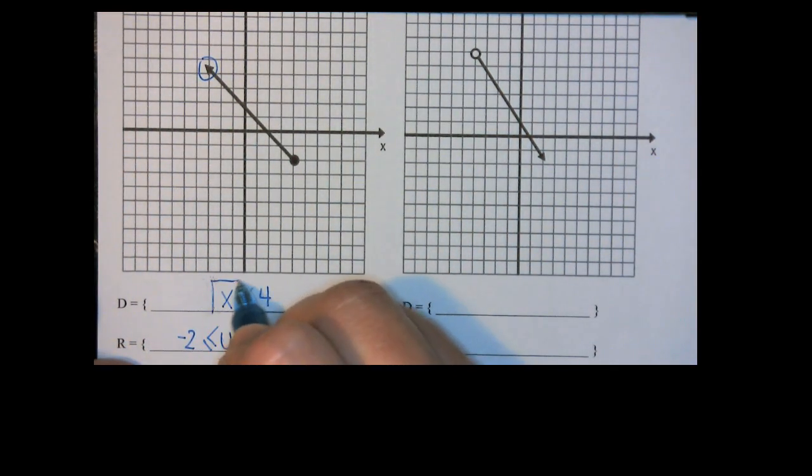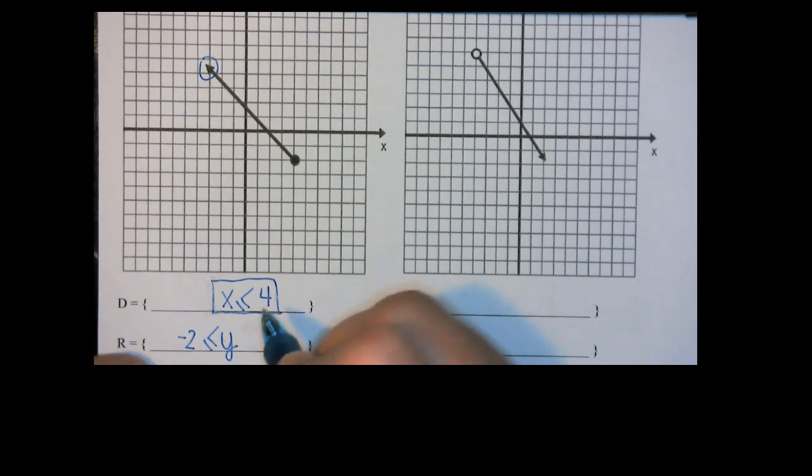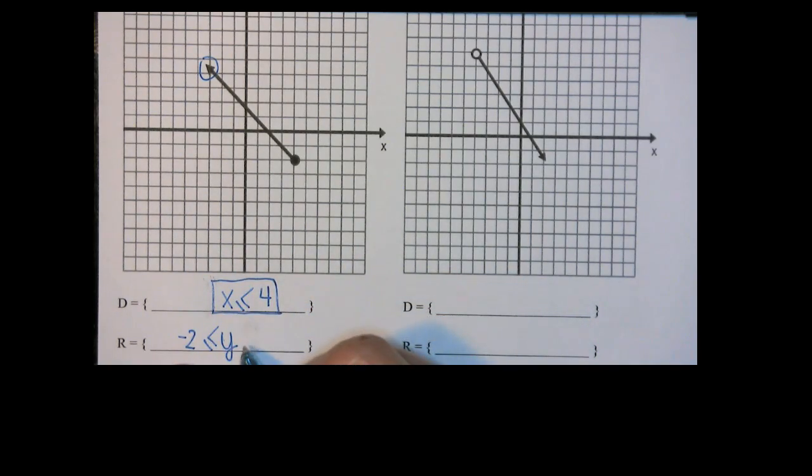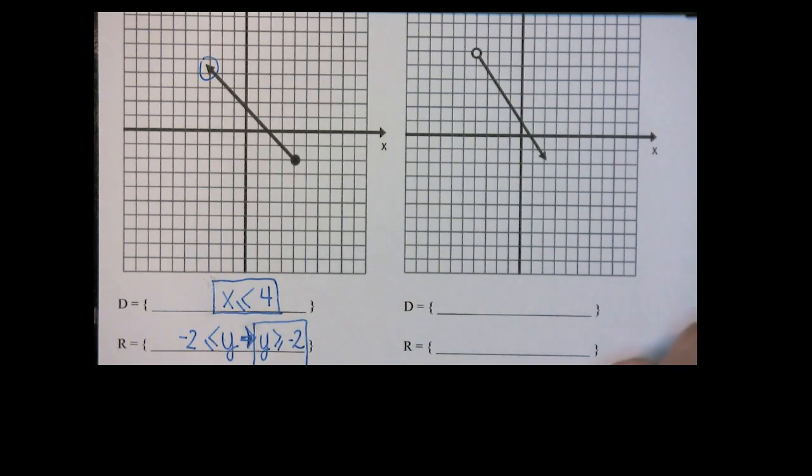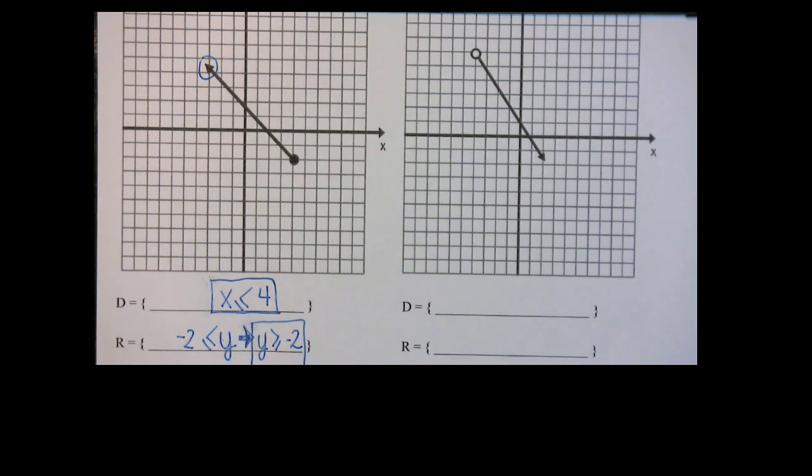Now, is this my final answer? This is not my final answer because the letter is not on the right, so I need to flip. So my final answer will be y, the -2 goes here, and I flip the inequality sign. So that is my final answer now. All right, let's try the next one.